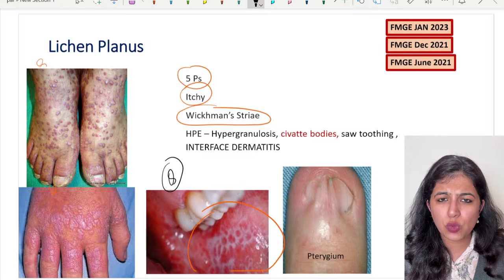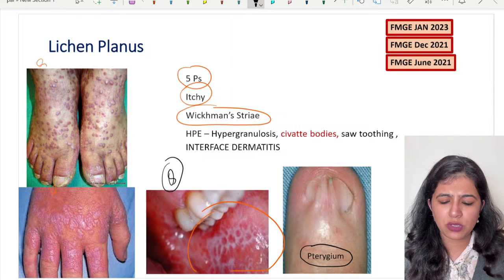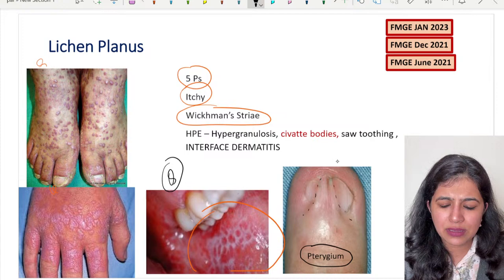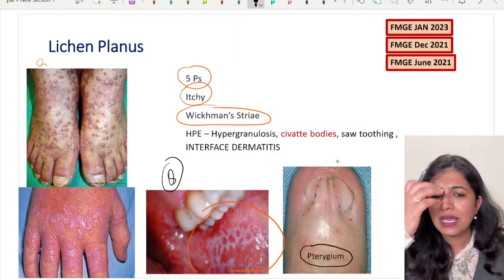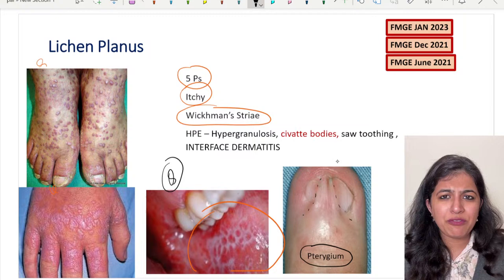In the nail, pterygium is the pathognomonic sign. It is a wing-shaped fold, as you can see in this image. This is called pterygium. It is the most pathognomonic sign of lichen planus, and it causes a permanent loss of nail. When LP affects the nail, it causes nail loss.